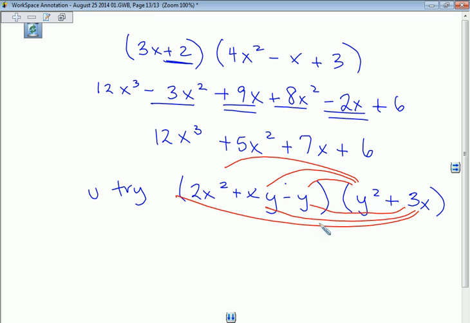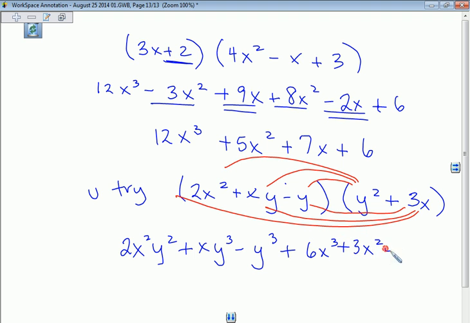So, when I do the y squared times the 2x, I get 2x squared y squared. When I do the y squared times the xy, I get xy cubed. Y squared times negative y is negative y cubed. 3x times 2x squared is positive 6x cubed. 3x times xy is positive 3x squared y. And 3x times negative y is negative 3xy.